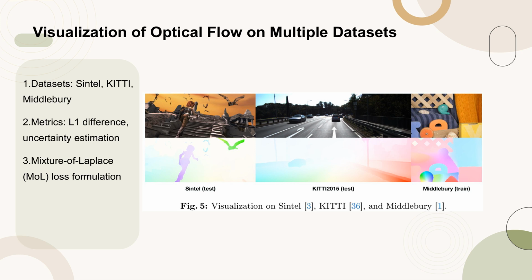This approach involves a mixture of two Laplace distributions, with a mixing coefficient alpha, to better align with the endpoint-error metric and account for uncertainty. The figure demonstrates how this method improves accuracy and reduces the number of update iterations needed during inference, as detailed in the subsequent sections of the paper.